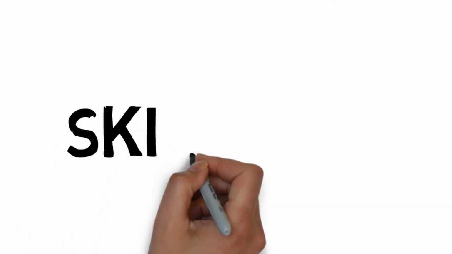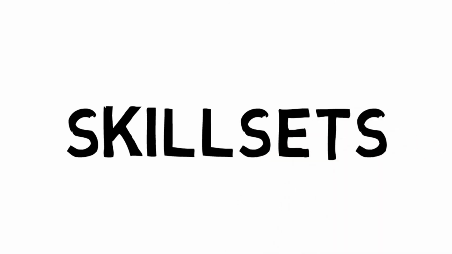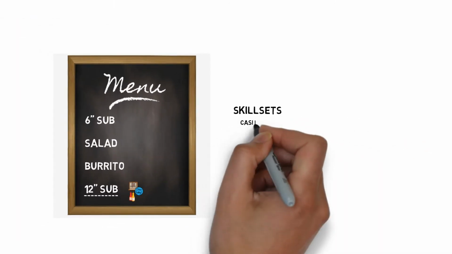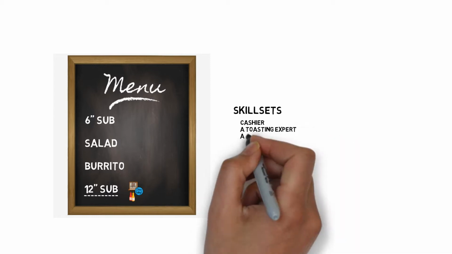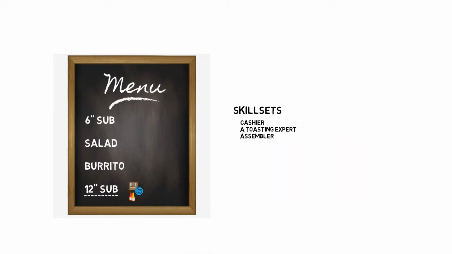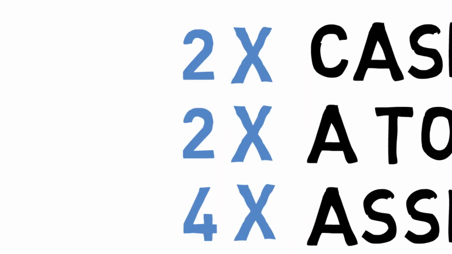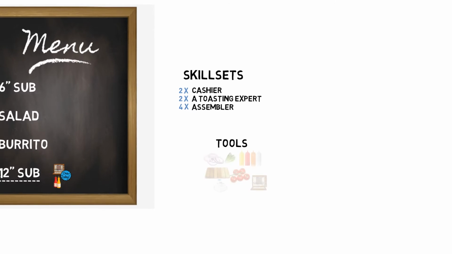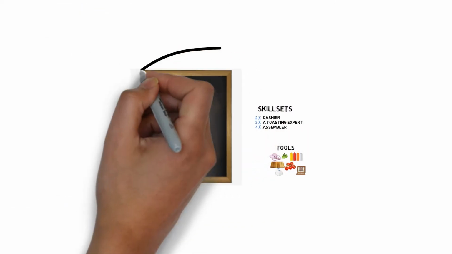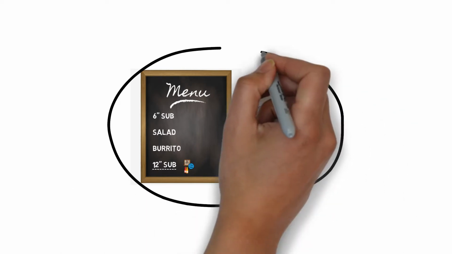Second, we know the combination of skill sets that are required to fulfill any item on the menu. For example, we may need a cashier, a toasting expert for bread or wraps, and someone to assemble the orders, and we may need multiple of each skill set. Lastly, we know and can provide all of the tools required to fulfill any item on the menu. Now we can use all this information to effectively contract for our future needs.